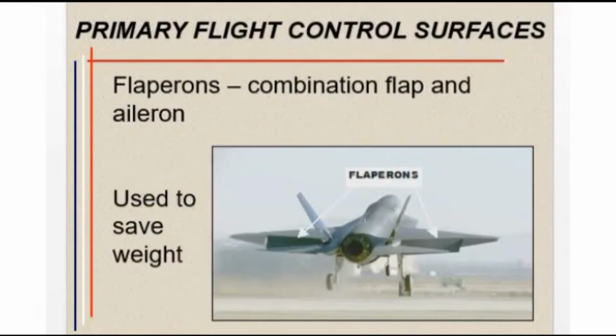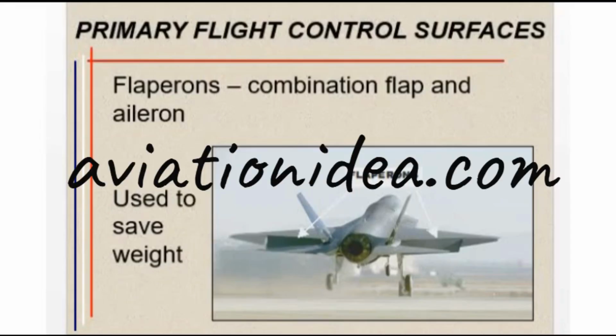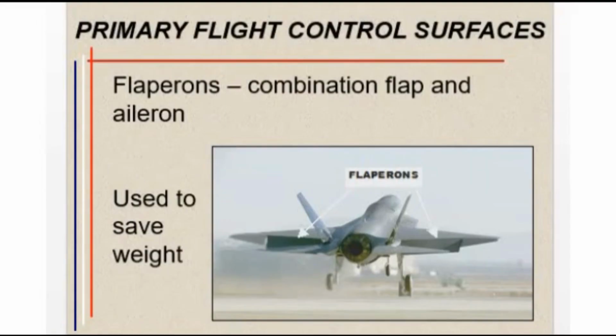Flaperons. The F-16 and the new Joint Strike Fighter use these controls. The flaperon is a combination of the flap and aileron. See Figure 19. Flaps are secondary flight controls and are described below. Flaperons can be operated individually or separately, and they control movement about the longitudinal axis.